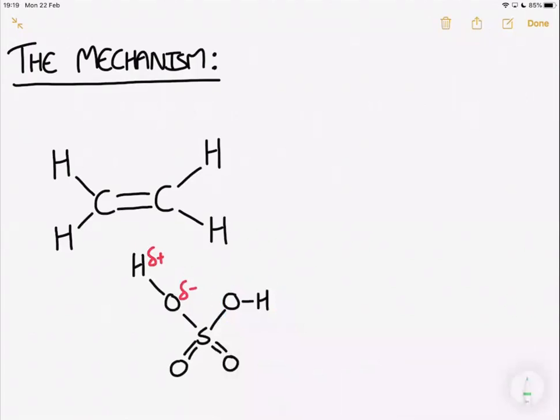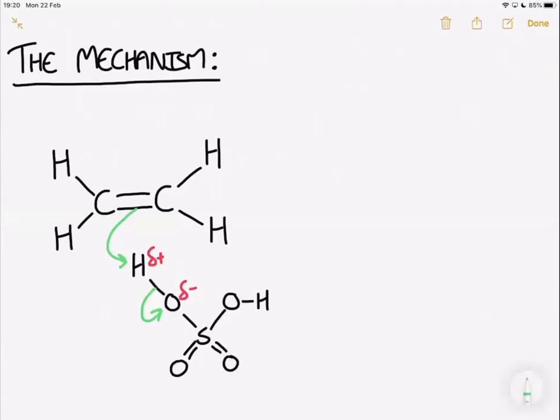So even if you weren't confident with redrawing the displayed formula of sulfuric acid, you should be able to suggest where the two curly arrows are going to go, because it's the same mechanism. It might not be obvious what's going to happen where the oxygen is, but you should be able to make a good go at it. There we go. Exactly the same logic as previously.